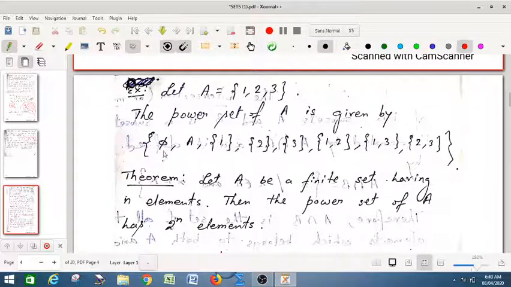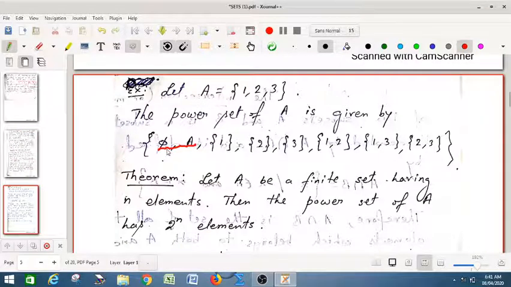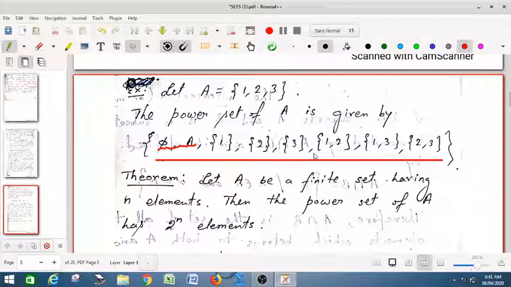Then the power set of A is given by phi, because already we know that phi and A are the improper subsets. So phi is a subset of A and the set itself is a subset of A. If you take single elements, these are the subsets 1, 2, 3. Then two elements at a time, 1, 2, 1, 3, 2, 3. So these are the proper and improper subsets of A. This collection of all subsets of A is called the power set of A. Look at that, the set contains 3 elements and its power set contains 8 elements. So we can say that if a finite set contains n elements, then its power set contains 2 to the power n elements. Okay.